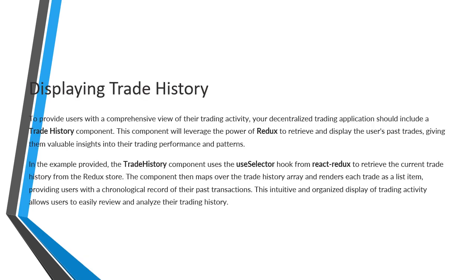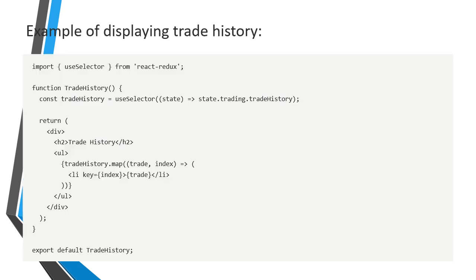Now we will see how we can display the trading history using the code, which we are going to see on the next page. So let's see the code. We are going to use useSelector from React Redux here also. So this code will be used to display the trade history. First we import useSelector like we did in the previous code, and then we use useSelector for getting the data, and then we write the basic HTML code, and then we export the default TradeHistory function.